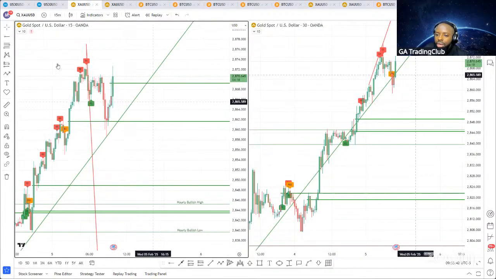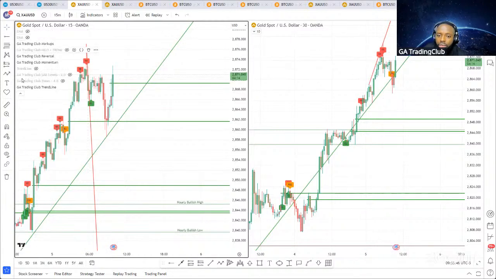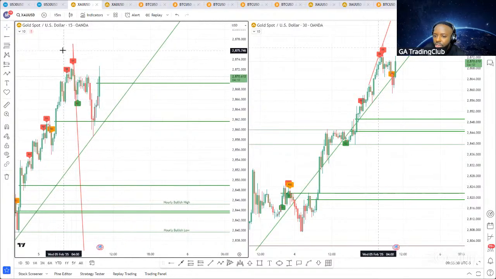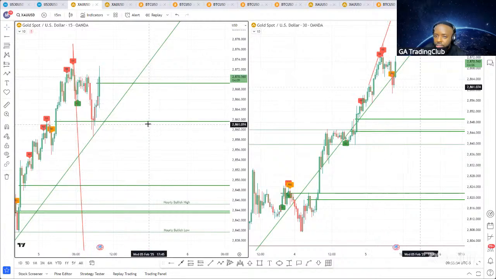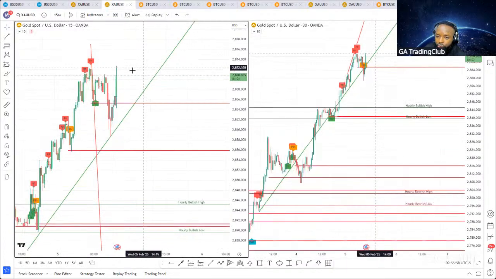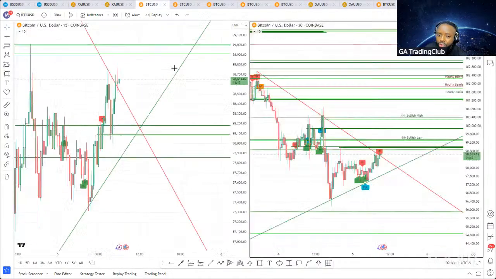For gold, gold is in consolidation right now. In any case, it's closer to the resistance line instead of the support line. So nothing again for gold based off of where it is. Same thing. So nothing for a sell, nothing for a buy.